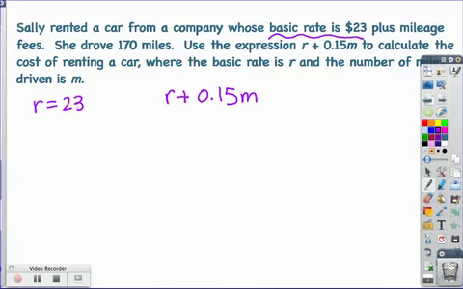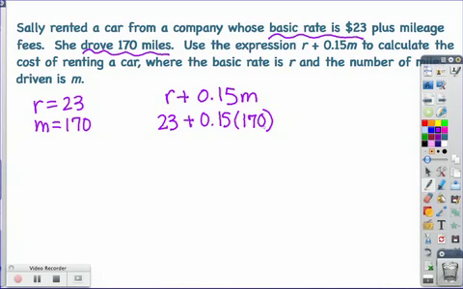170 times 0.15 would be $25.50, plus $23, which gives me $48.50. So the cost of renting a car is $48.50.